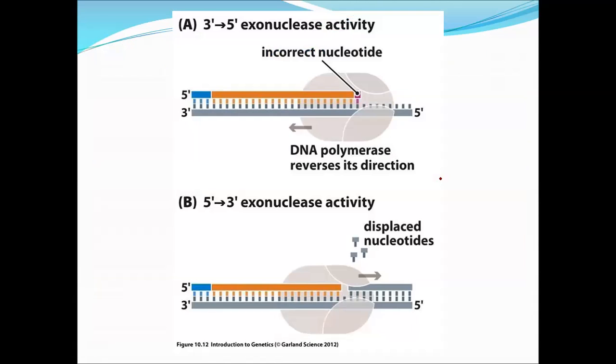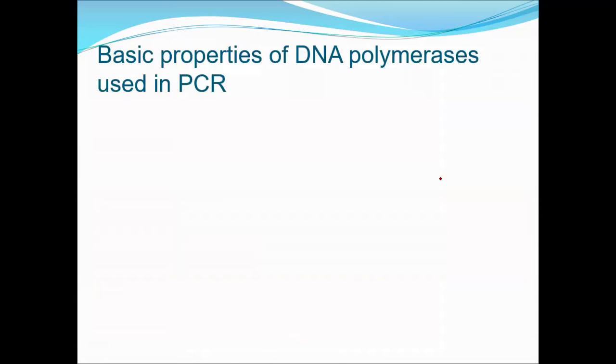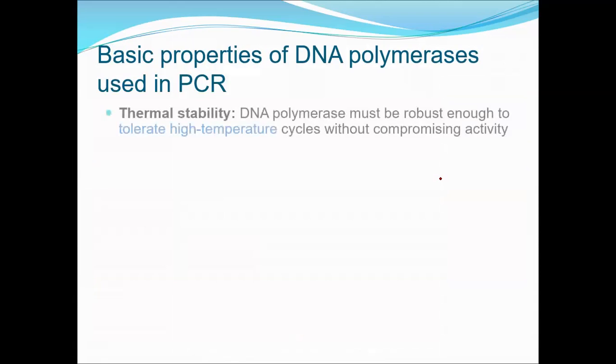So this we all know. Then the basic properties of DNA polymerase used in PCR: the very first thing is thermal stability. That means it should be able to tolerate high temperature and should retain its activity.